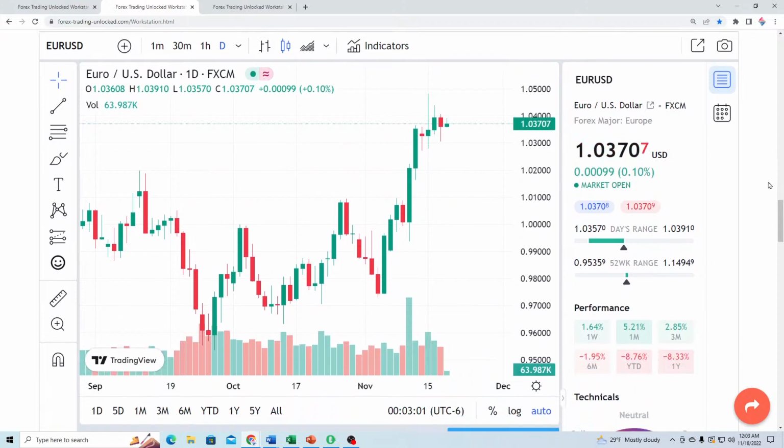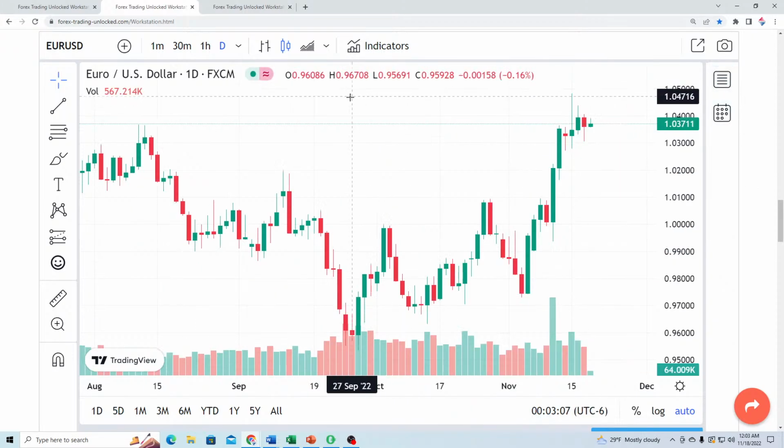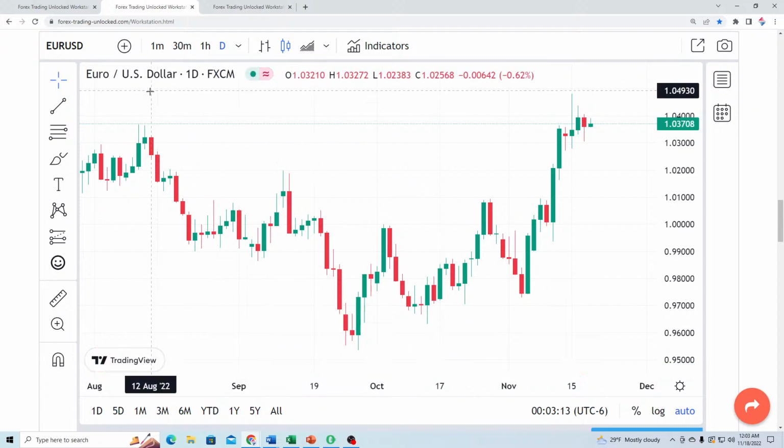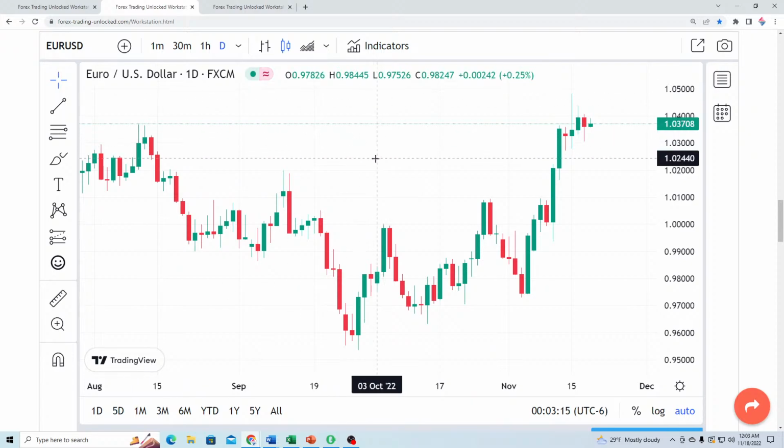And you can see it says Euro US dollar. Now you want to remove this market information on the right by clicking that box. That gives you more room on the chart. Then we also want to remove this volume here by clicking that X. Secondly, we will set up our indicators.